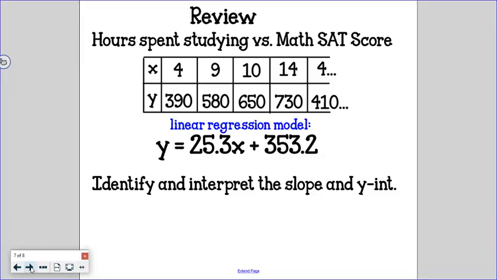Hours spent studying versus the math SAT score was this table right here, which I did not finish for you. I went ahead and did the linear regression. It gave me this equation. Now use this equation and answer those questions, please. I'm going to give you a minute to try to write out a sentence by yourself, and then we'll talk about important things that need to have shown up in your sentence.